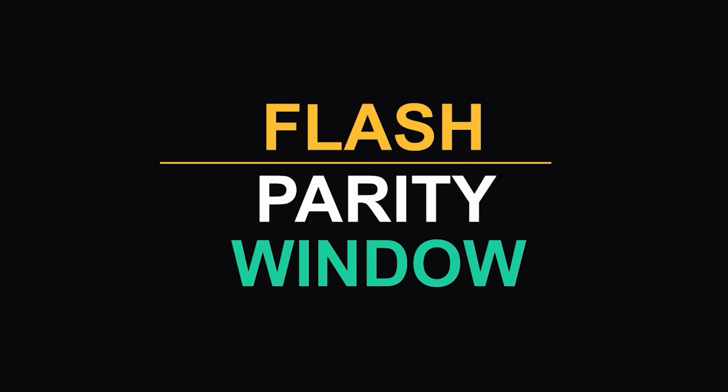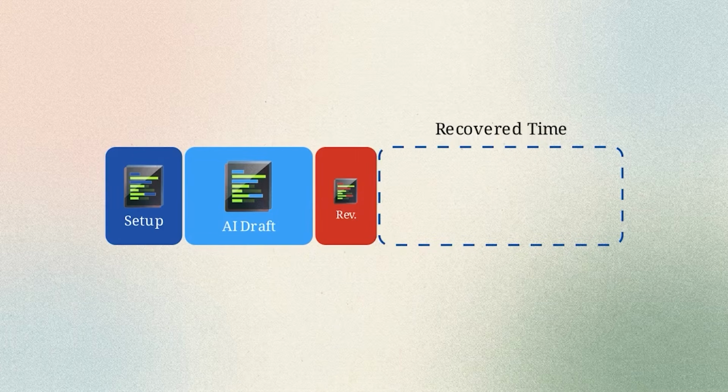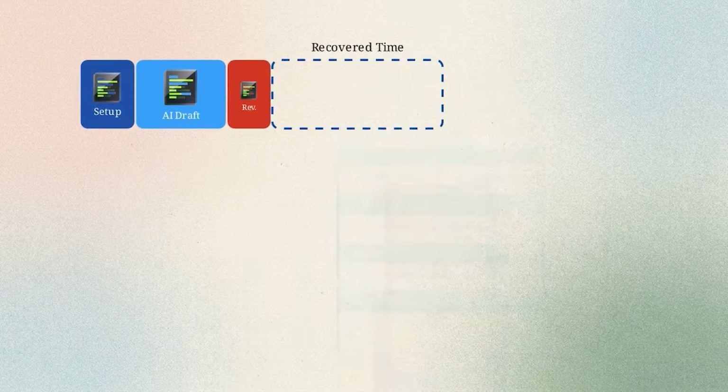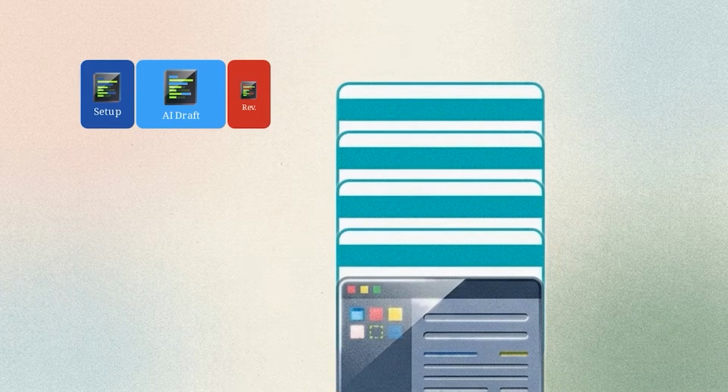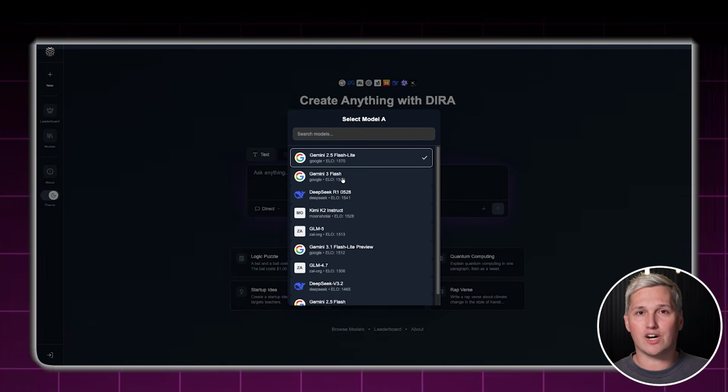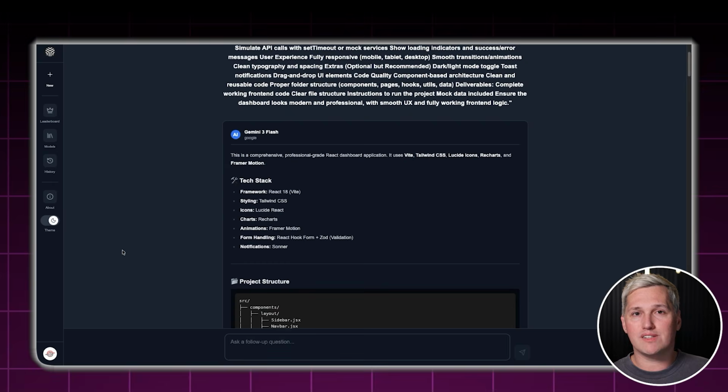Let me give you a practical picture of what the Flash Parity Window unlocks. Say you are a freelancer who builds web tools or dashboards for local business clients. Right now, maybe you use a mid-tier AI to rough out the structure. Then you spend hours on cleanup before anything is presentable. That revision cycle is where your margin disappears every single time. With Gemini 3 Flash at its current quality level, that cleanup shrinks substantially.